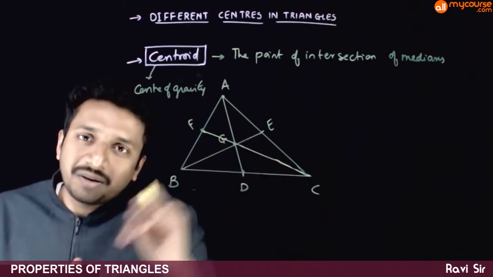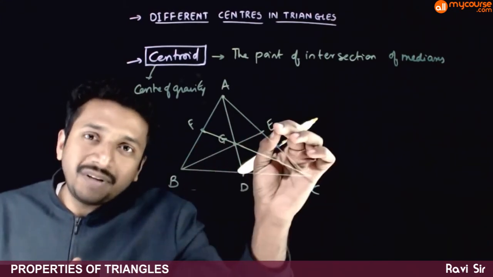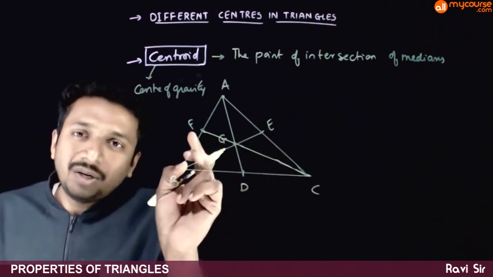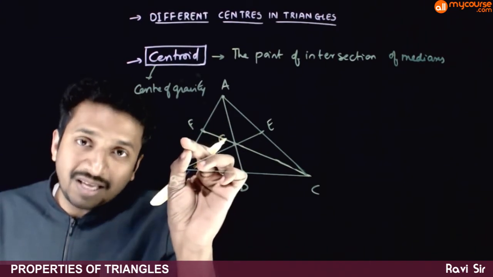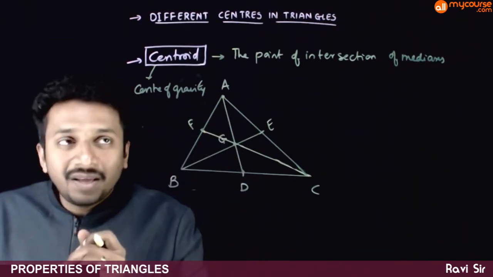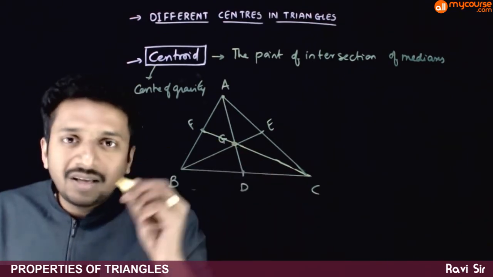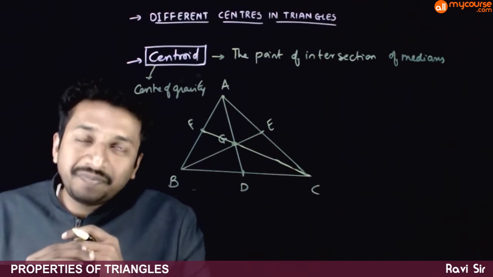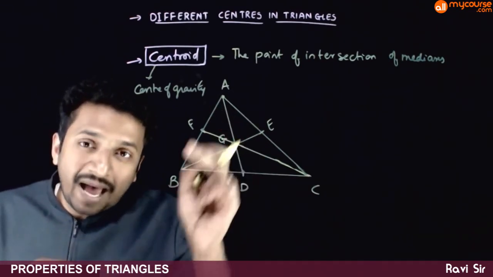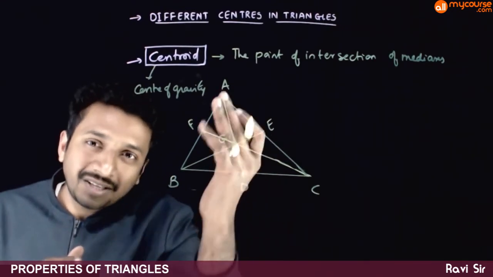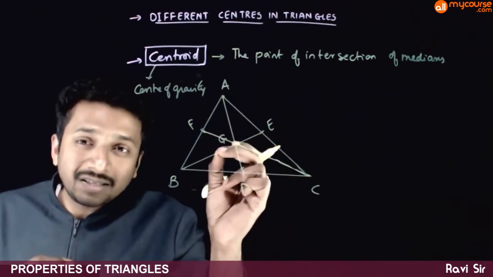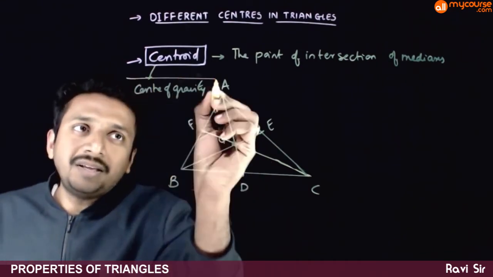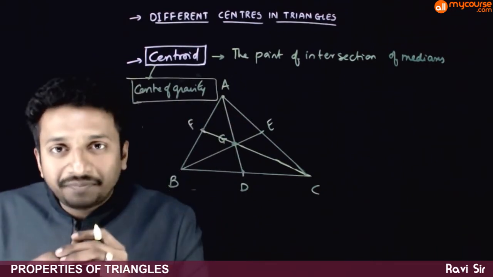Similarly, BE is the next median if E is the midpoint of AC. And the line joining C to the midpoint of AB, in this case denoted by F, is the third median. The point of intersection of all these medians is called the centroid of the triangle. It is denoted by the letter G. If you have a plate in the shape of a triangle, the centroid turns out to be the center of gravity of the triangle also. So the centroid is also the center of gravity of the triangle.